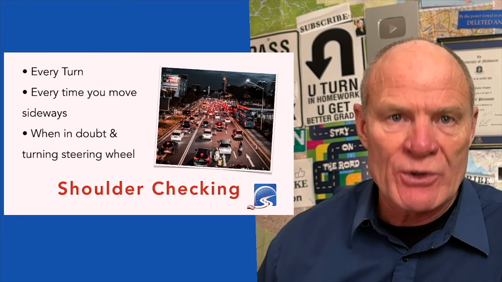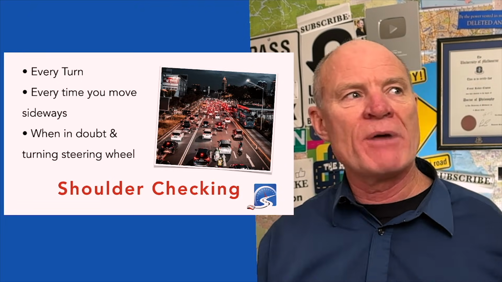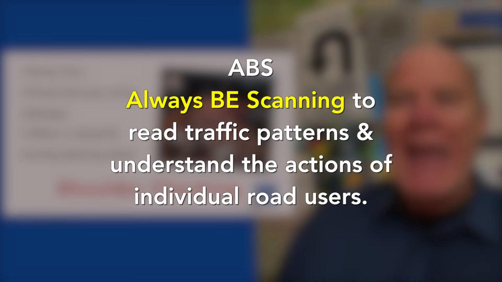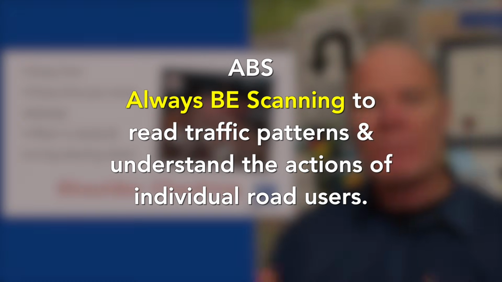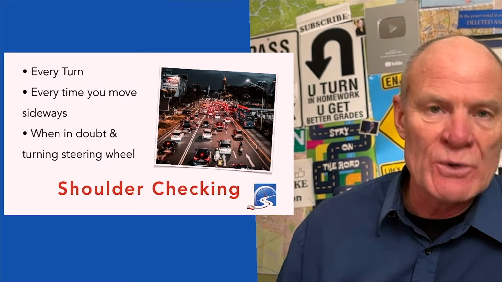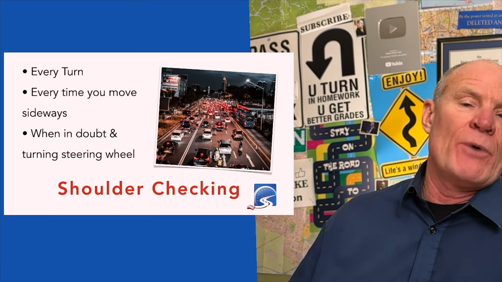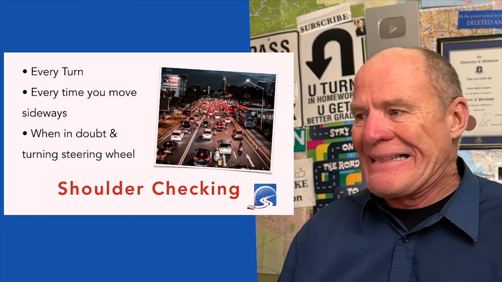Shoulder check. You need to shoulder check left, and smart drivers over the years have come back and said, well, there's a concrete barrier there. Why am I shoulder checking? You're shoulder checking to create the habit of ABS. Always be scanning. People get complacent after they get their driver's license. The first skill that they lose is shoulder checking. They say, well, I just drove past there. Why do I need to look? Because traffic is always changing. It is dynamic. You need to be checking, double checking.